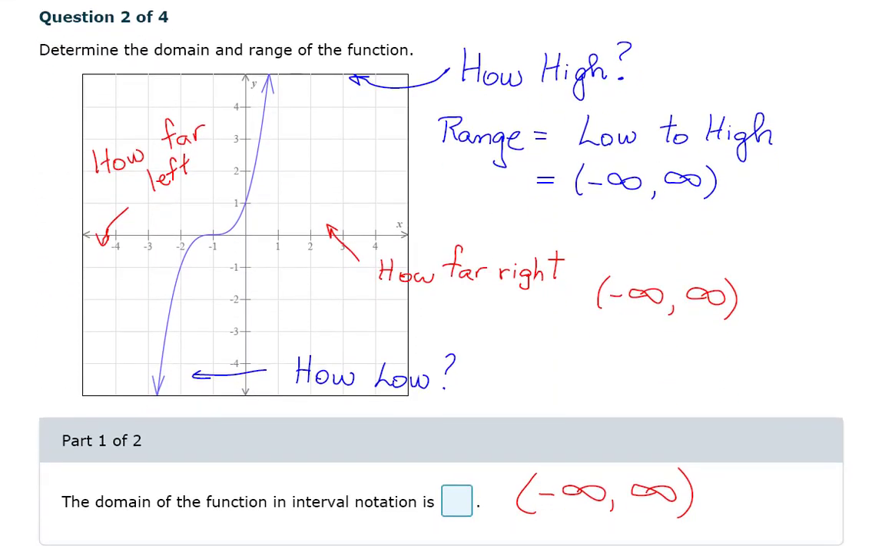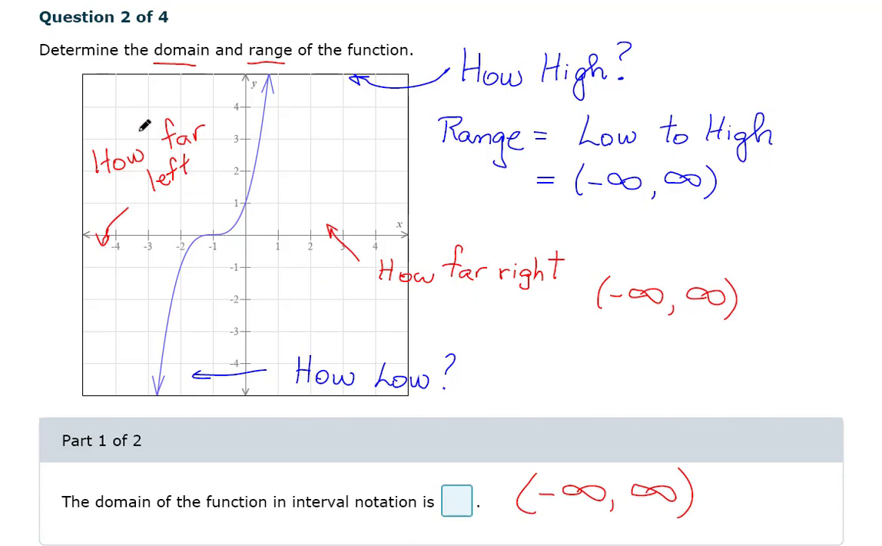Alright, in question 2 here, they're giving us the graph, and from this graph they want us to figure out again the domain and the range. Well, let's take the range first. The range is simply how high and how low does the graph go. Well, looking at this picture, the graph goes down forever, so there is no lowest. And so it goes from -infinity all the way up forever to +infinity. So range is low to high.